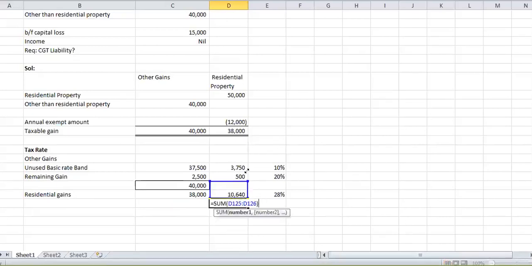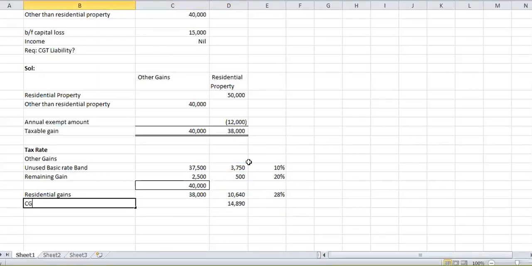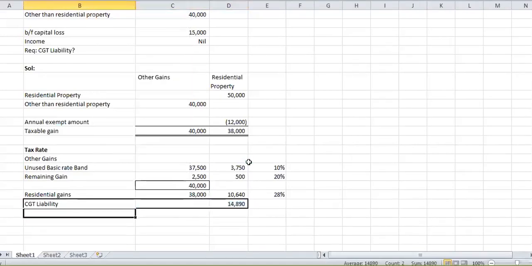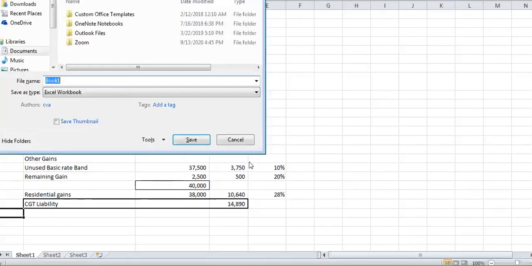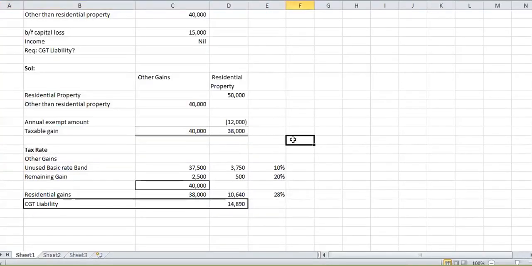So that's it. This is your CGT liability. Students, if you want to ask anything, you can ask. So we are done with the fundamental concepts of CGT: how to calculate capital gain, how to calculate capital gain tax, how to apply the tax rates. If you have any confusion, you can ask.